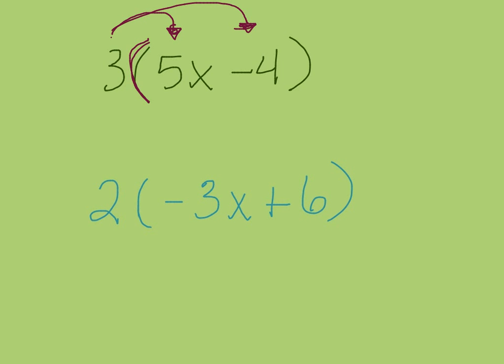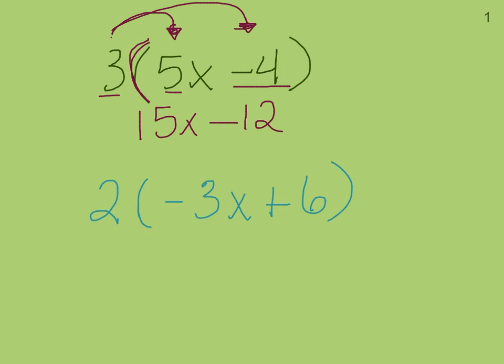So 3 times 5x is just 15x. You just multiply the number times the number in front of the letter, and then the letter just goes along for the ride. And then the second one is 3 times negative 4. I always want you to think about the sign going with the number and multiplying it as if it was positive or negative. And since 3 times negative 4 is negative 12, we can write that down as a minus 12, just like that.